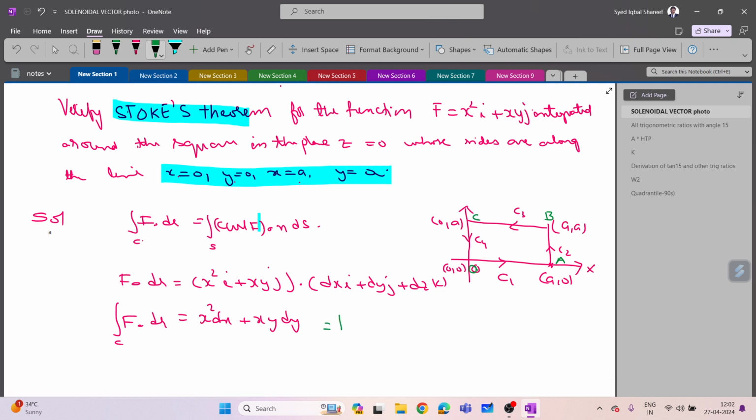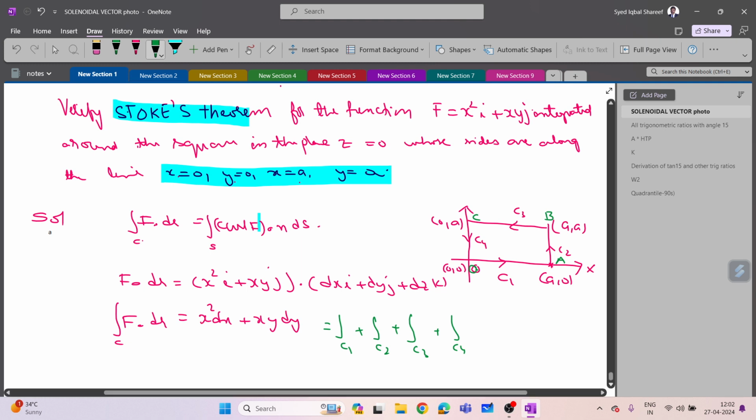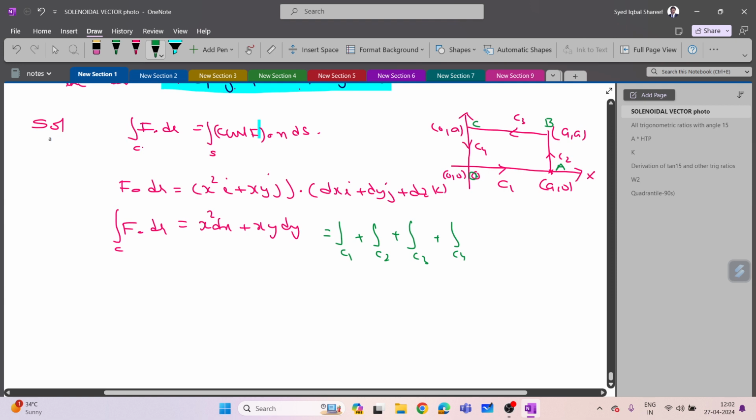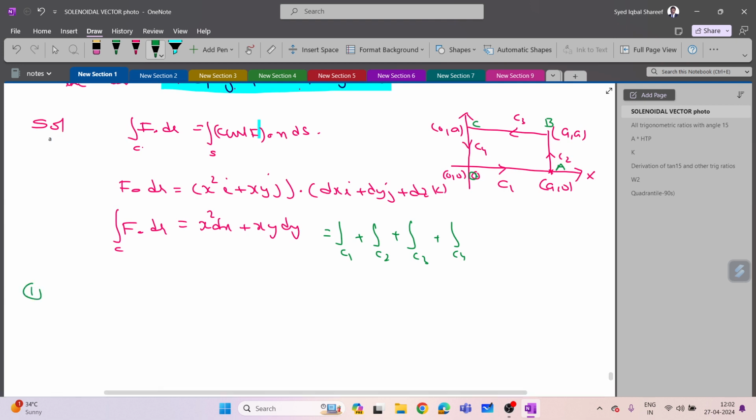So what we are doing is the line integral along C1, C2, C3 and C4. We are going one by one. C1 is x equal to 0 to a, and we will be simplifying this. Okay, let us go one by one. So the line integral along OA.